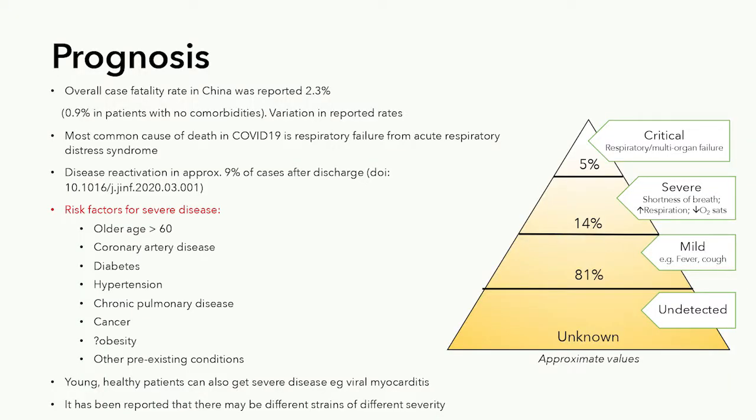I think we have covered the prognosis in reasonable detail in the previous slide, but these are some of the risk factors for severe disease. Older ages, people who have got coronary artery disease, those who have diabetes, high blood pressure, COPD, cancer, and also there is some question around obesity as a potential marker of a poor prognosis. Although it affects older people more, it is not to say that younger or healthier patients are immune to this. We all know that there are younger people who have had the disease and sadly died as well.